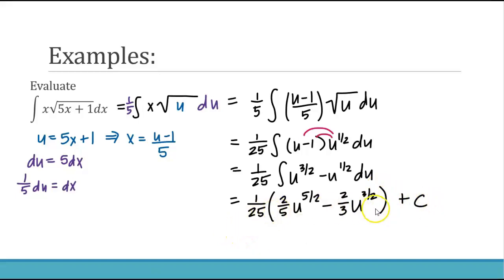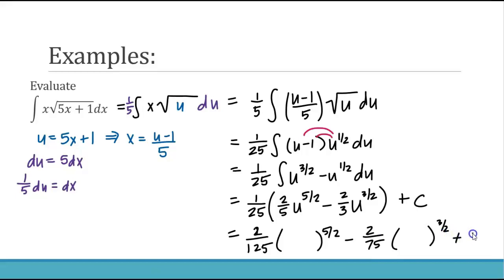All right, so now this is the antiderivative of this function here with u's, so we just have to go ahead and plug the u back in, and we'll also distribute the 1 over 25 back in. So we're going to end up here with 2 over 125, and I'll leave a space to plug that u back in, to the 5/2, and then minus 2 over 75, leave a space, to the 3/2, plus c, and that space is for my original u, my 5x plus 1.